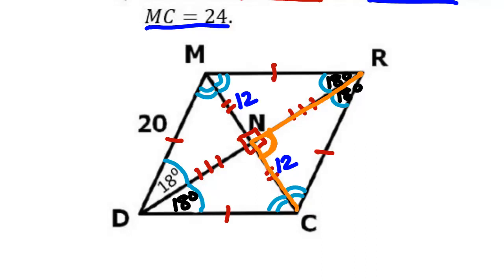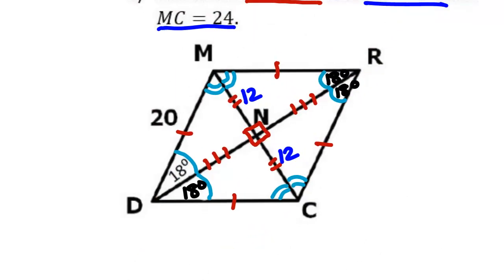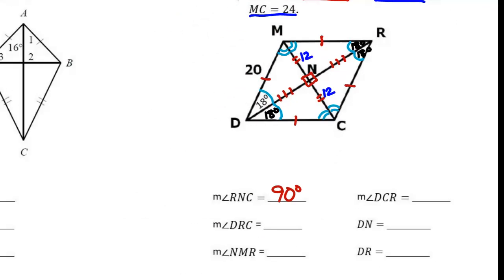RNC. How big is that angle right there? 90 degrees. Then angle DRC, this angle right here. How big is that angle? 18 degrees. Remember, that's congruent to MDR. Those 4 angles are all 18 degrees.